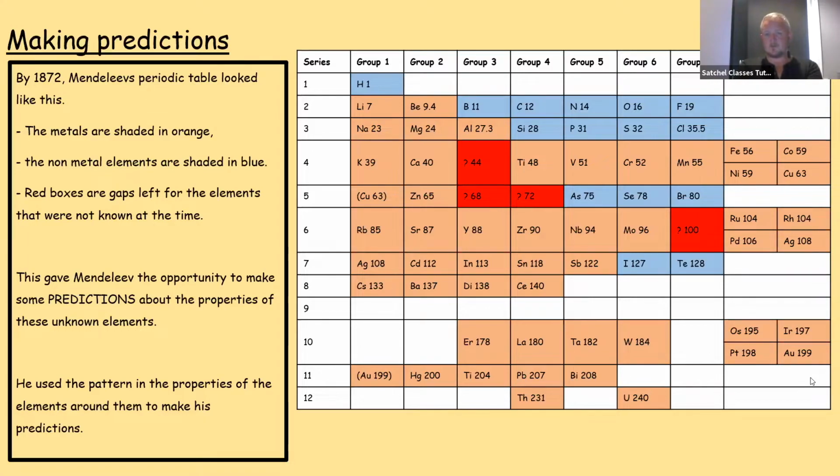So for example, the red box in series 4, group 3, which has the atomic mass of element 44, he used the patterns in boron, aluminium, and the elements in the group above and below it to help make predictions about what was occurring there.